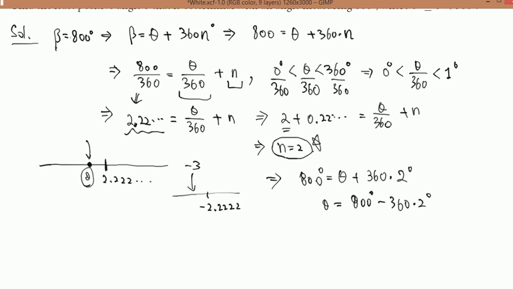Any question? I return to this original equation in here. We figure out here n equals 2. I came back to that equation, plug in n equals 2. Theta is the only unknown, so you can solve it algebraically. Yes?